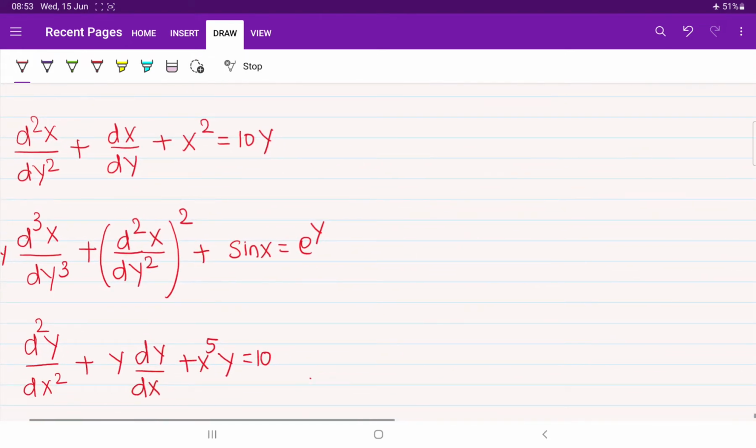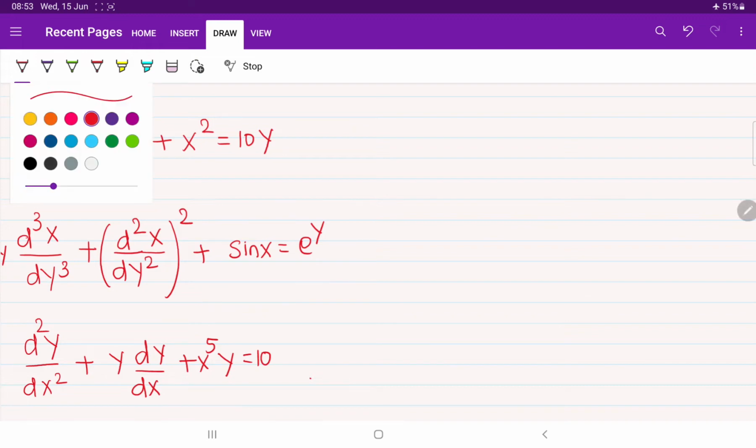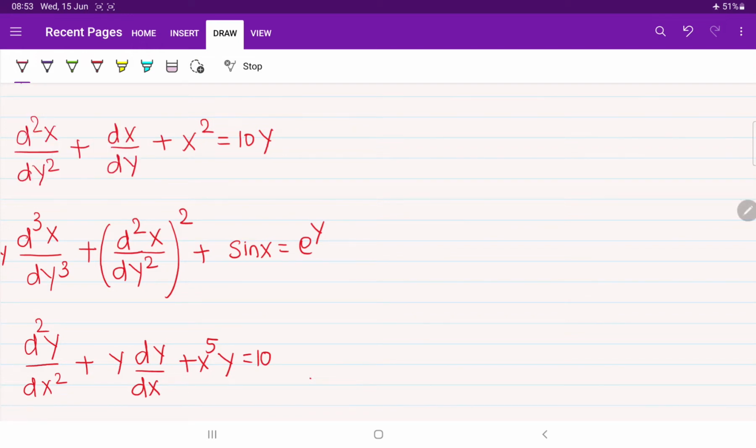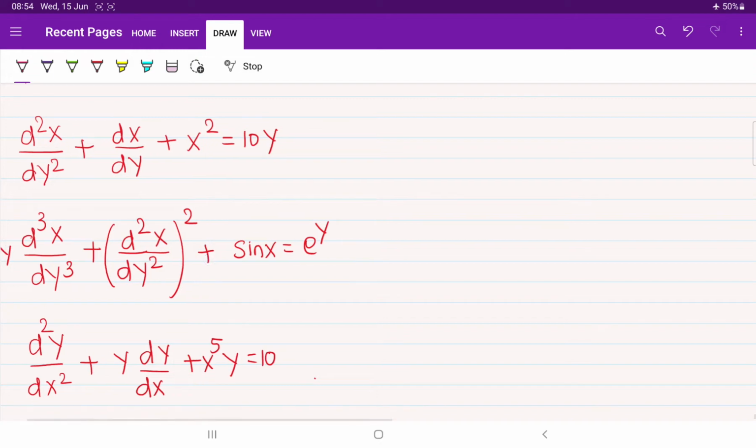Now, if you observe the first equation, what is given? d square x by dy square plus dx by dy plus x square equal to 10 into y. Whether it is linear or non-linear. What you have to do? First thing, go to the highest order. d power 2 is the highest order. We have to check whether the degree of the highest order is 1 or not. Of course, it is 1 only. After that, you have to check whether the degree of dx by dy is 1 or not. After that, we have to cross check.